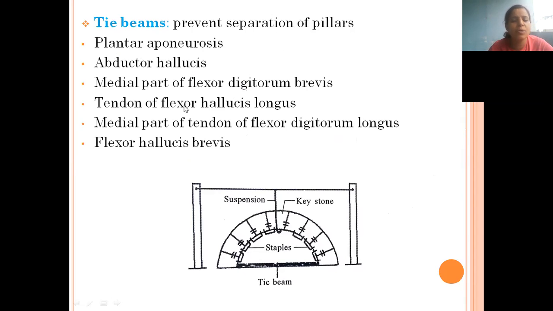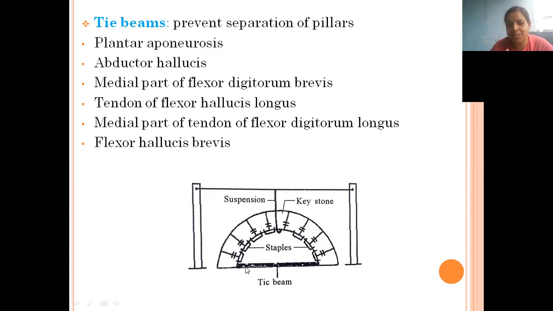So the plantar aponeurosis, when we study the sole, when we do the dissection, just below the skin we have the plantar aponeurosis. Okay, below which you will have abductor hallucis. We have many other muscles in the sole like flexor digitorum brevis, flexor hallucis longus comes from behind. Always the longest muscles are coming from the leg, the posterior compartment of the leg. Okay, flexor hallucis longus, flexor digitorum longus, flexor hallucis brevis. You need to just memorize these muscles. They are actually acting as tie beams so that the bones are not directly resting on the ground.